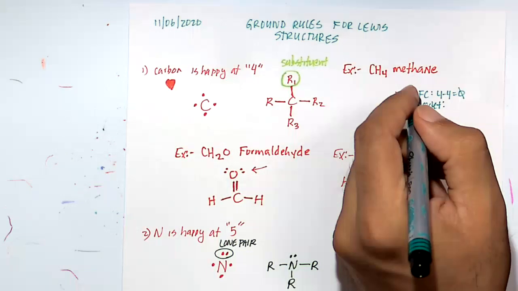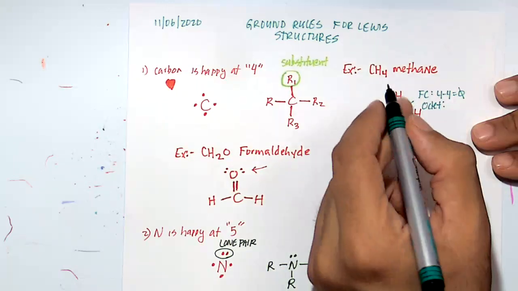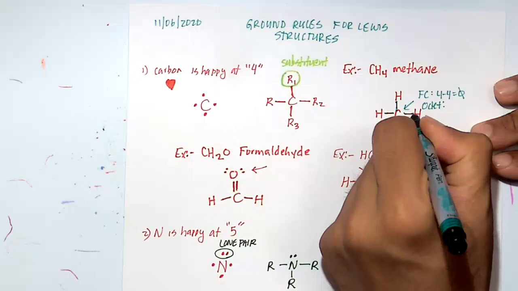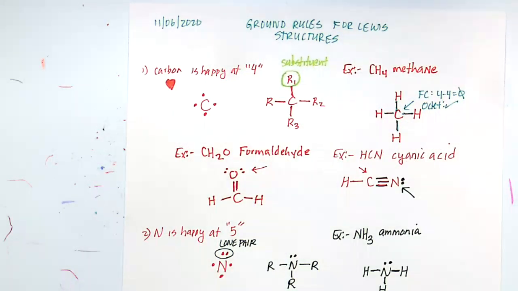Here in the octet rule, you count everything individually. So it's shared: 1, 2, 3, 4, 5, 6, 7, 8. So the octet rule for this carbon is satisfied, realizing that you can have a lot of exceptions, particularly expanded octets.